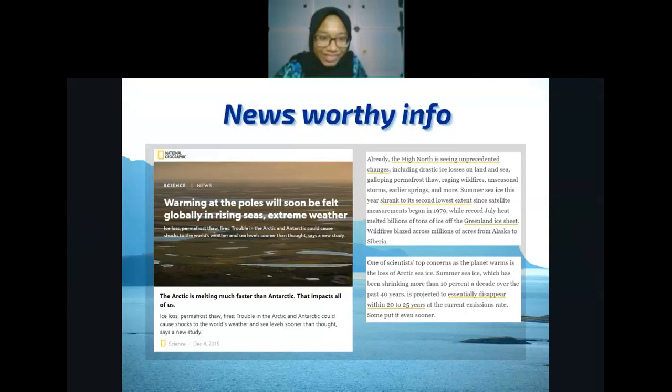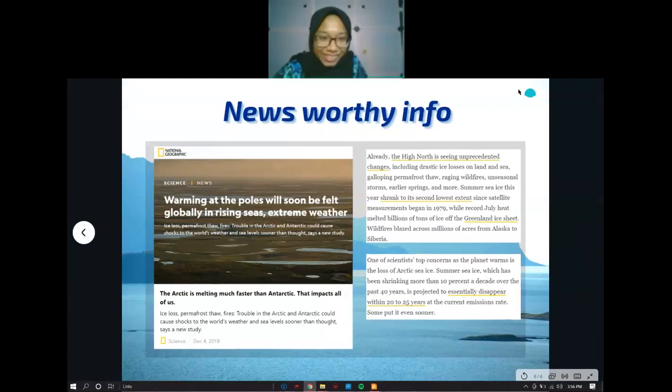In 2019, summer sea ice shrank to its second lowest extent since records began in 1979, and it has shrunk more than 10% a decade over the past 40 years. The shrinking is faster than current climate models predict. This phenomenon may cause the ice to disappear in 20 to 25 years and may cause more extreme weather in the Arctic polar region. That's all from us. Thank you.